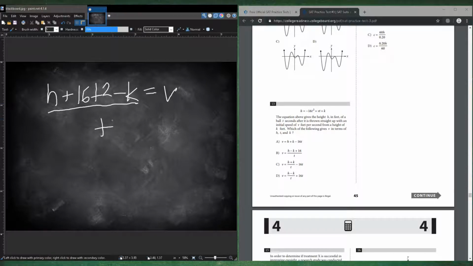That will be the same thing as D, because if you simplify it out, h minus k divided by t, and then 16t squared divided by t is just 16t. The answer is D.